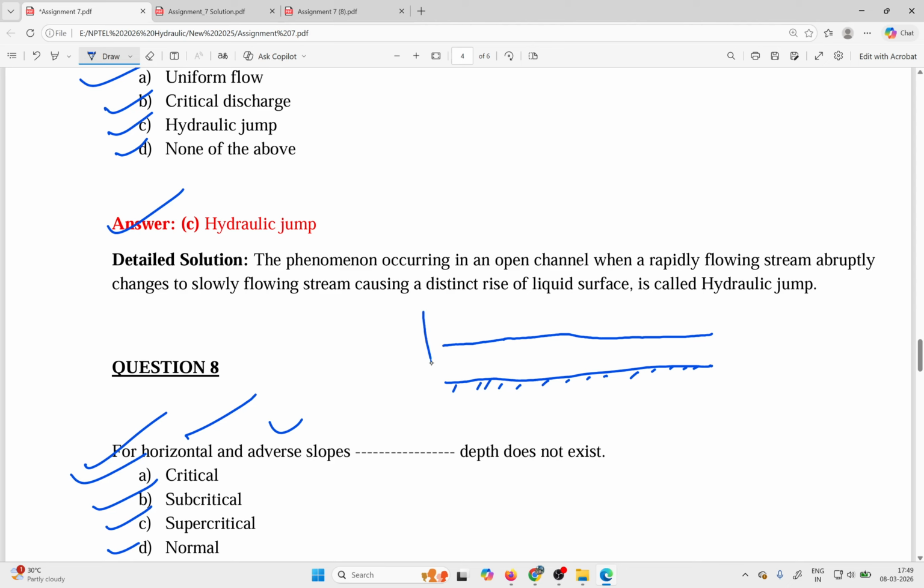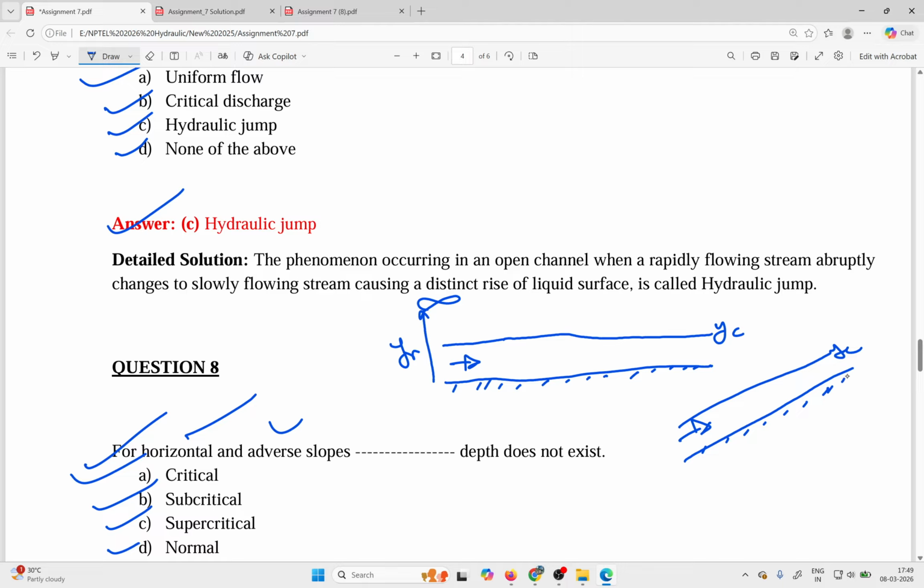Now your normal depth yn is infinity, that does not exist. Remember, please, this is your critical line, critical depth. In adverse, what is adverse? The slope against the flow. Here the water is flowing in this direction, slope against the flow. So here it is similar, here also normal depth is not possible. Your yc is possible, but normal depth is not possible.